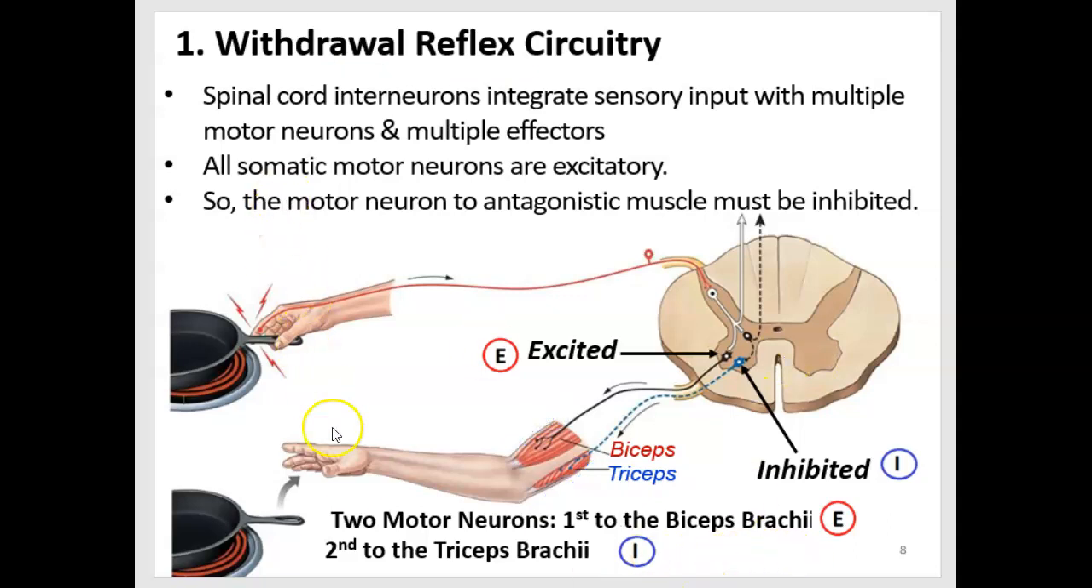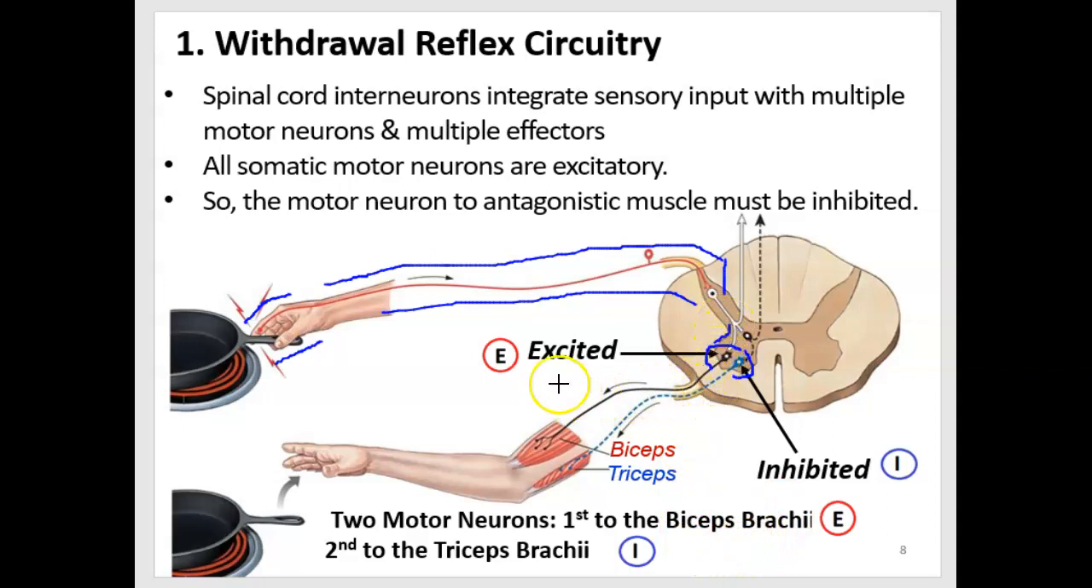So in this example, what happens is that the person has touched something hot, and so that has been sensed by a receptor. The sensory neuron carries the information to the spinal cord, and here is an interneuron in white. Now the interneuron has two different axonal branches, one going to a black motor neuron, the other going to a blue motor neuron.